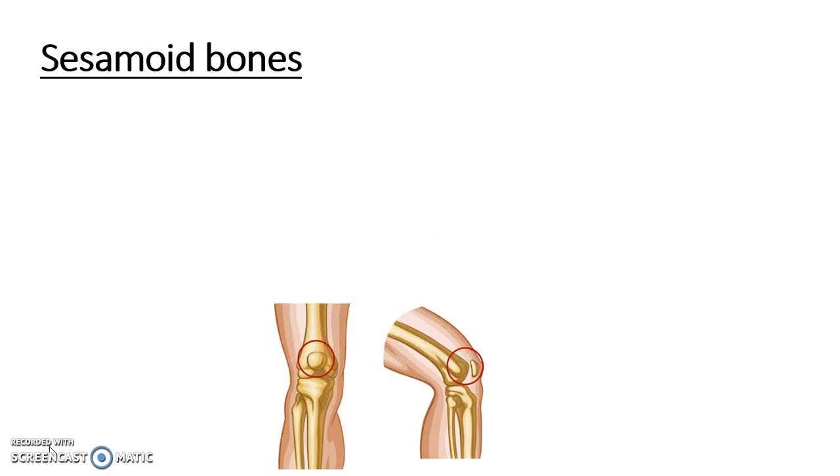Sesamoid bones, such as the patella, which is a large bone, the knee, the round bone. It is an independent bone developed in the tendon in the hands and feet.